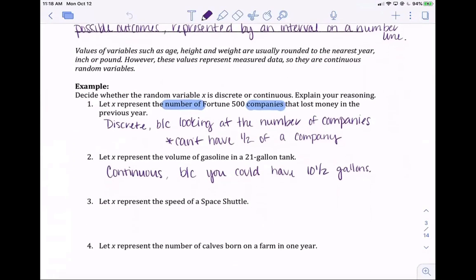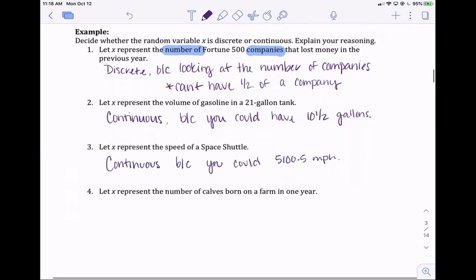So number 3, let X represent the speed of a space shuttle. Would that be discrete or continuous? Speed of a space shuttle. Continuous. Okay. Because you could be going like half a mile, they would not be going half a mile an hour, but let's say like 5,100.5 miles per hour or something. Okay. That half makes it continuous.